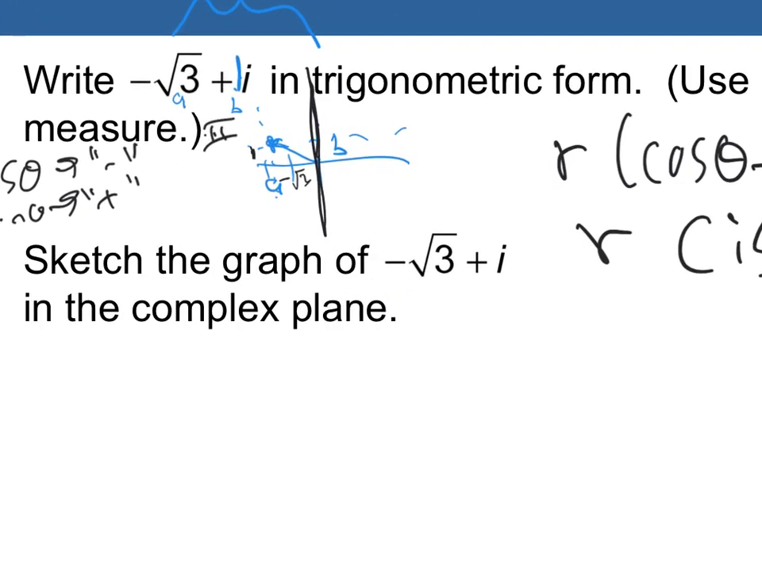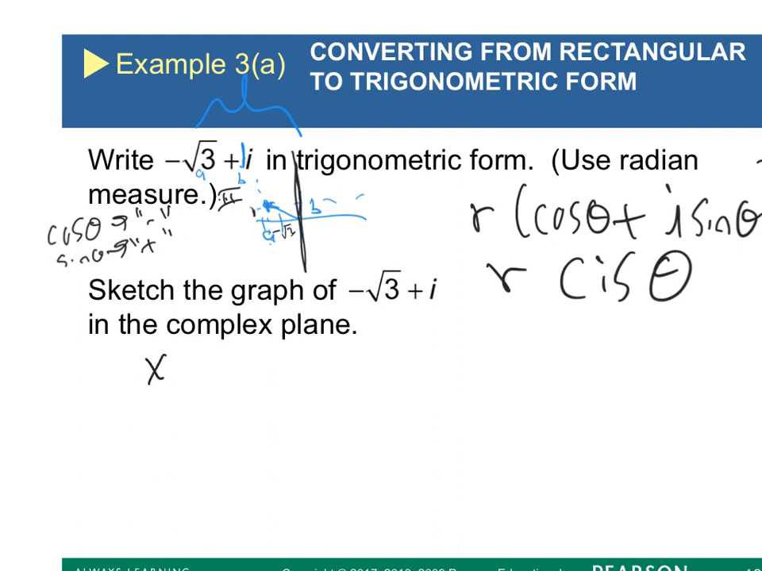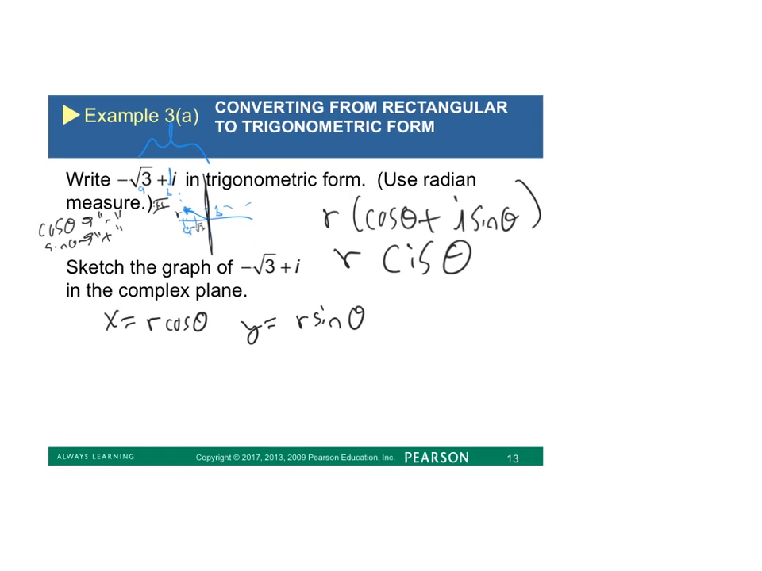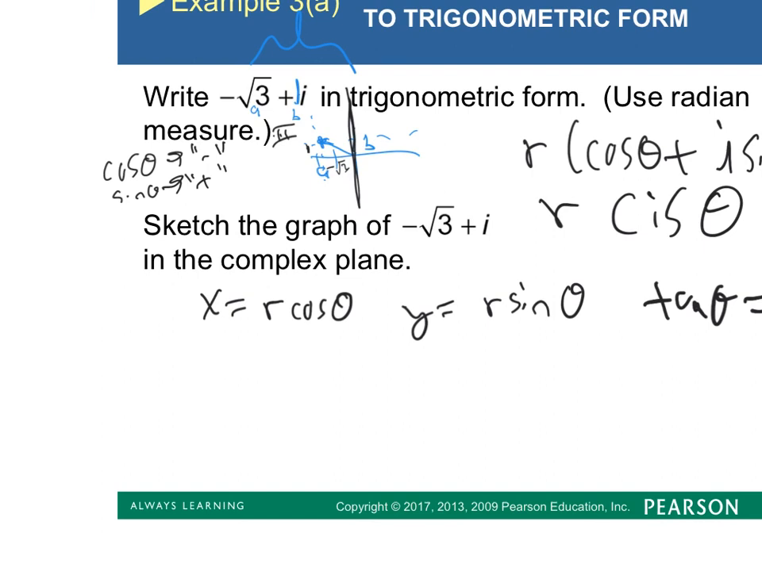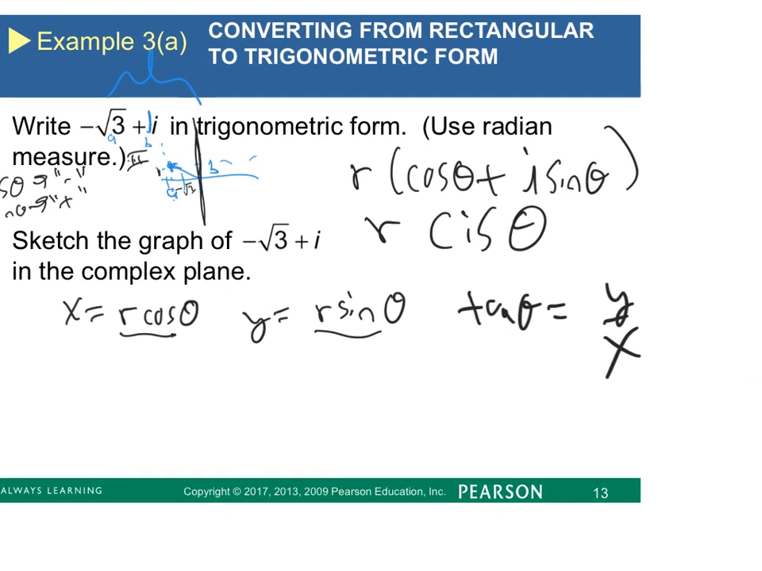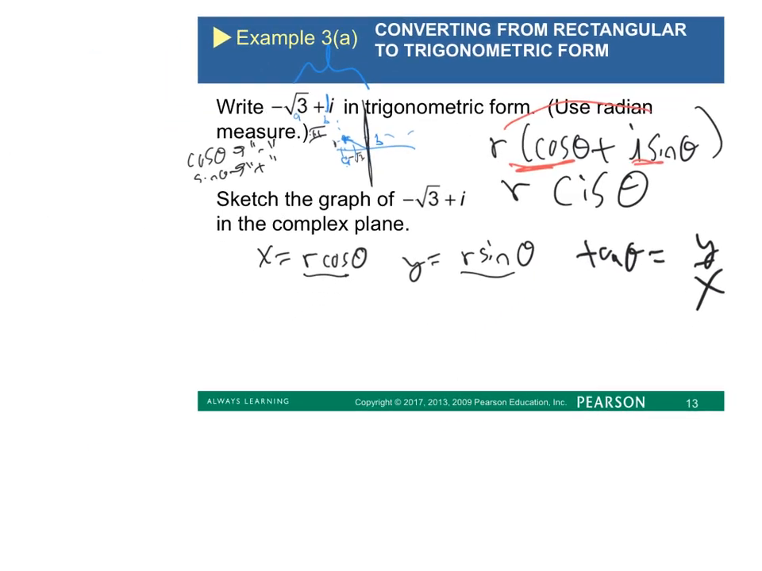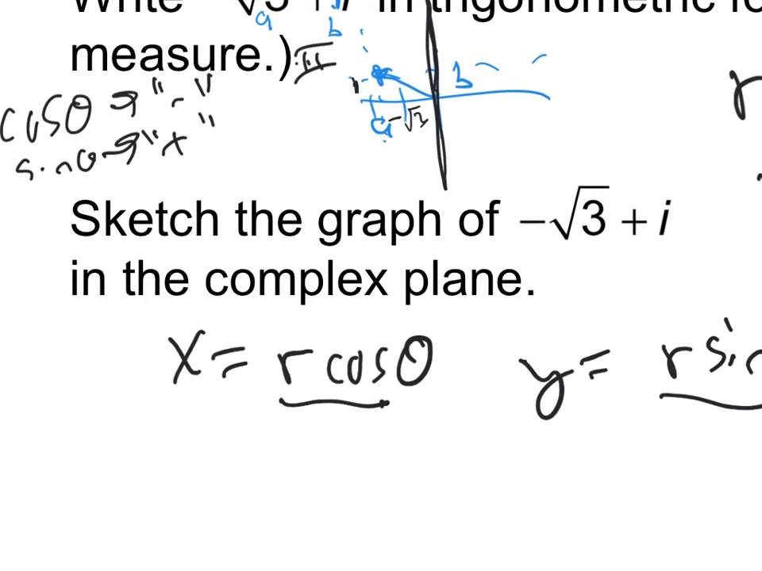So I need to find x equals r cosine of theta, y equals r sine of theta, and then the tangent of theta is y over x. Those are important things to know. I need r cosine. I need r sine. Those are the components of these two pieces here. So I go back up to my picture and realize that negative square root of 3 is my x, equals r cosine of theta. Well, I don't know what r is.